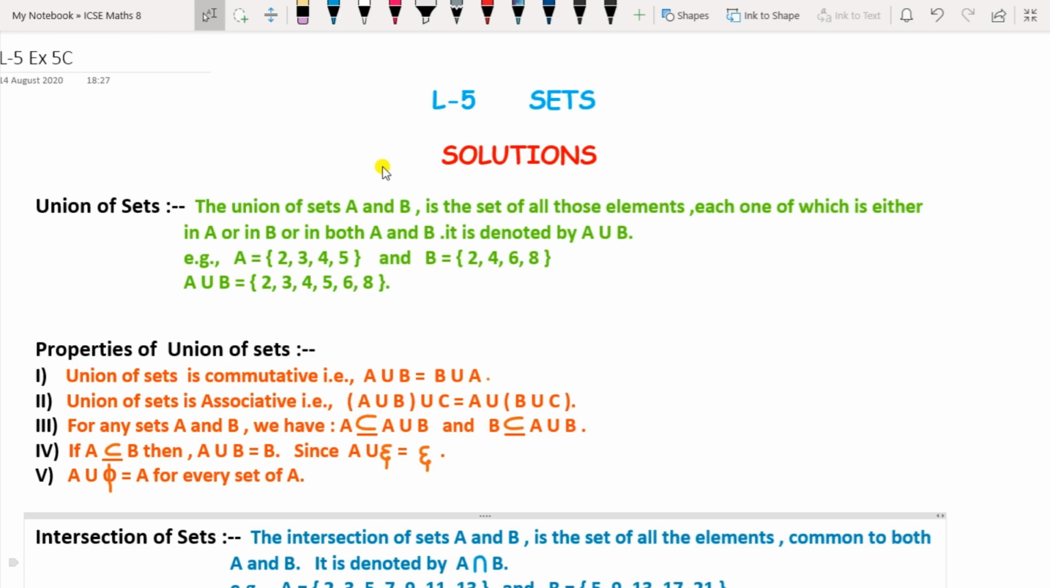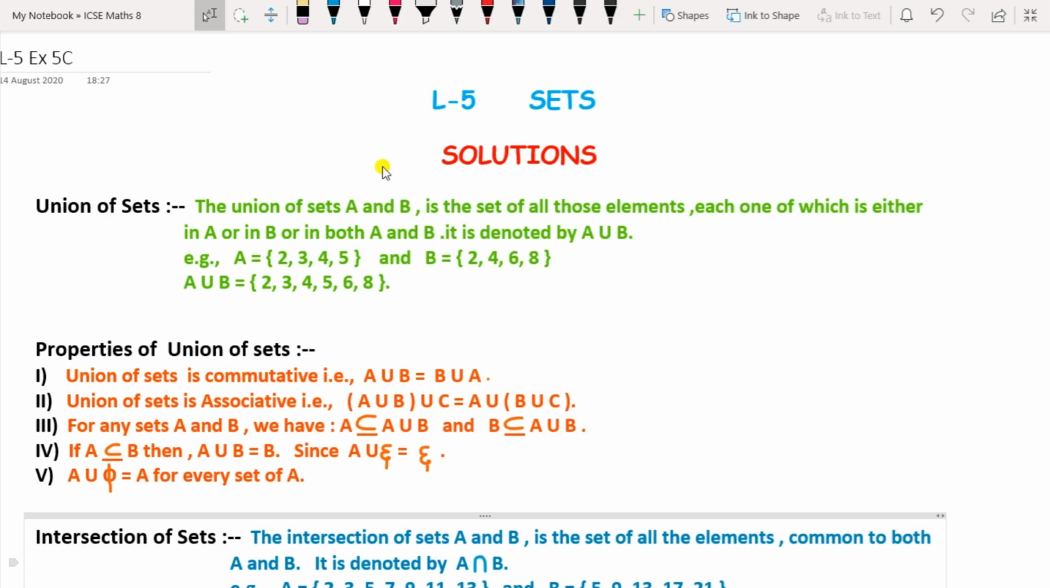In this video we are going to see solutions of exercise 5C. In the previous video of exercise 5A we have learned what a set is and how to describe it in different forms, and the different types of sets. In the next video, 5B, we learned about subsets and how to find them by using the formulas. Now in this video we are going to learn about the operations on sets.